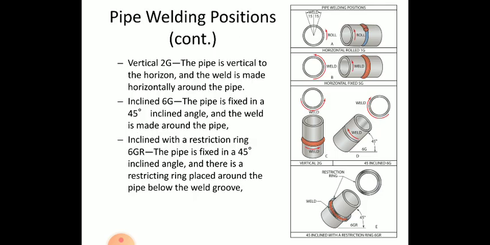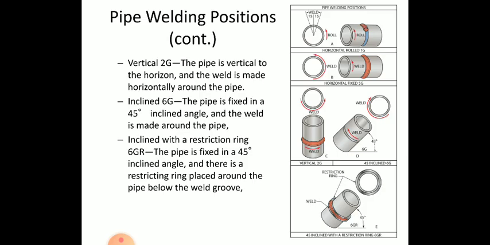This is another kind of pipe welding joint, that is the vertical 2G, the inclined 6G, the inclined 6GR. These are the positions where the pipe is fixed at an inclined angle, that is 45 degrees, and then we are performing the groove weld at that particular location. That is the definition: the restriction ring is defining the R, and the symbolization 2G, 6G, 6GR defines how and which type of weld is to be performed at that pipe location.